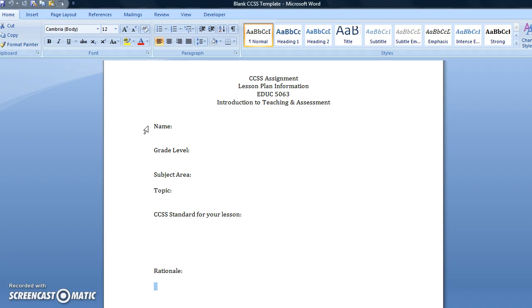And we're going to go through a couple of examples for you, and there are several more examples in the Week 1 folder on Blackboard. The first thing I want to look at is the template for your assignment. You'll see that it says Common Core State Standards Assignment, Lesson Plan Information.